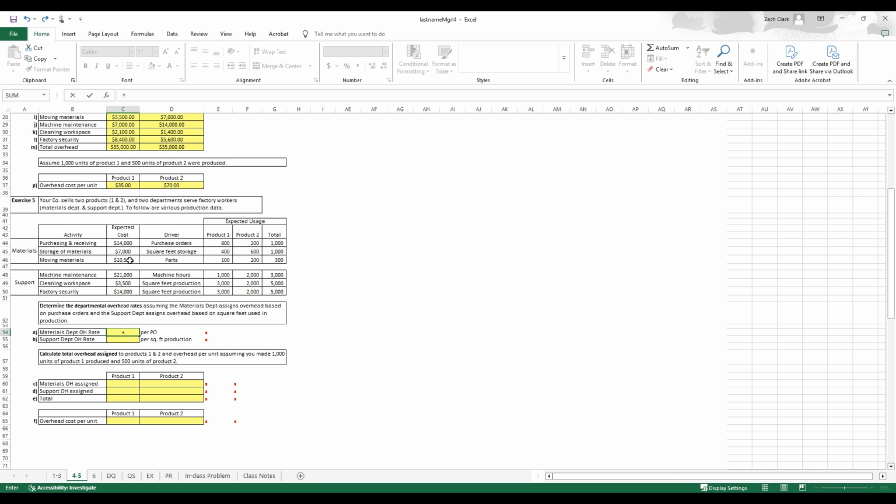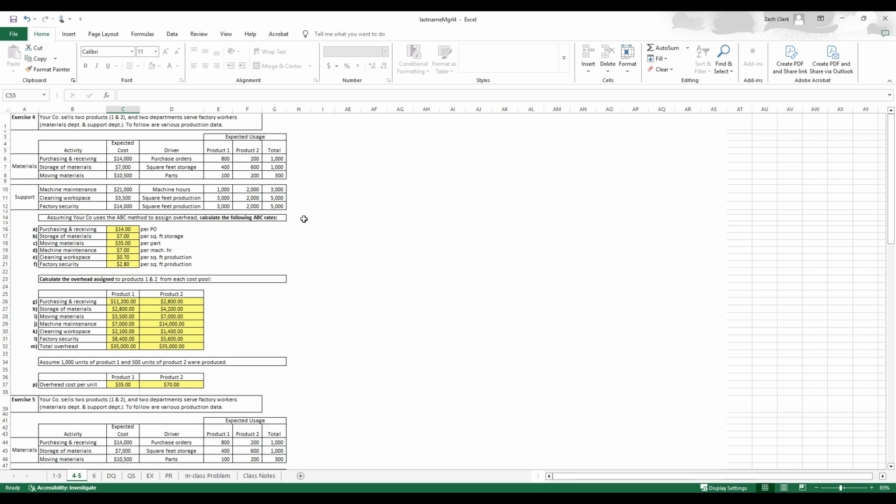So let's take our total overhead in the materials department, which is going to be 14,000 plus 7,000 plus 10,500. And then we're going to divide that by the total purchase orders, since it's by purchase orders. So we're looking at purchase orders in the materials department of 1,000 to get $31.50 per PO for the materials department. Again, that came from purchase orders, 1,000, and adding all the costs there together.